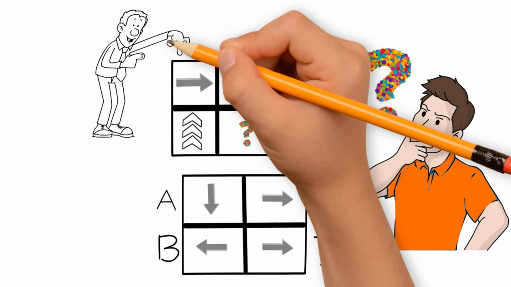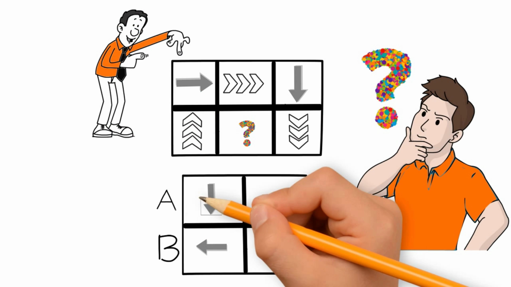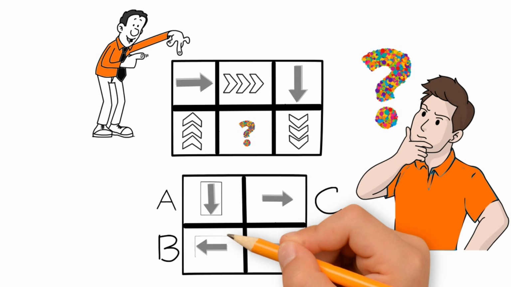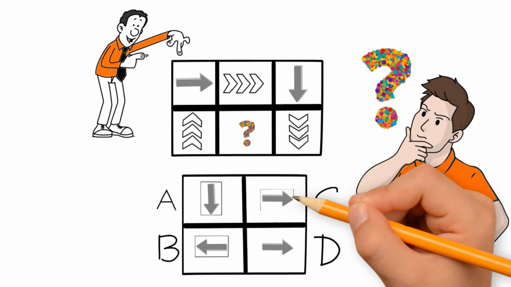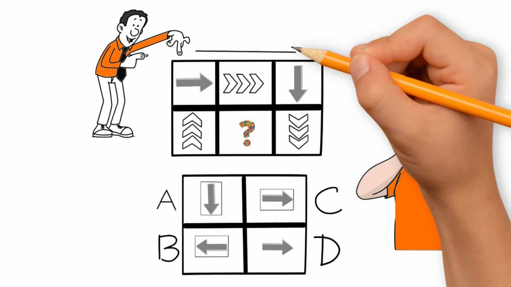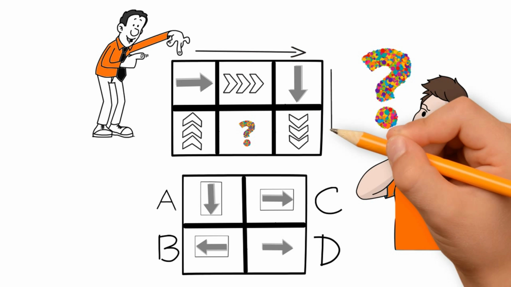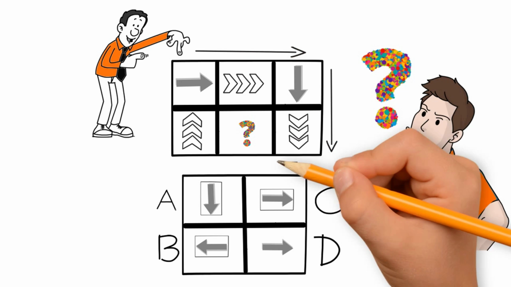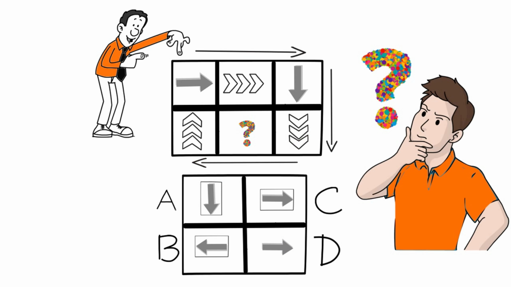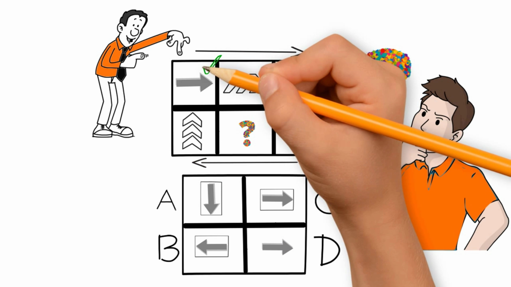To solve these types of challenges, you always need to look for patterns. And there are 3 different patterns present in this sequence. Let's look at pattern 1. If we start from the upper left corner and go clockwise, you see that the arrows change alternatively in each subsequent box.